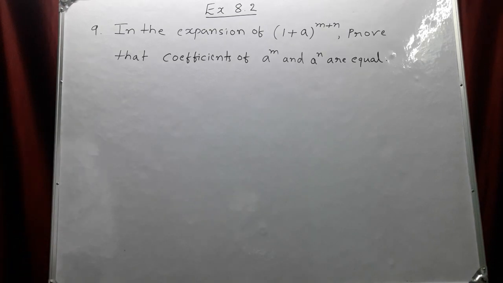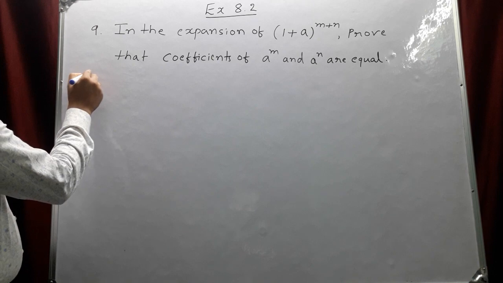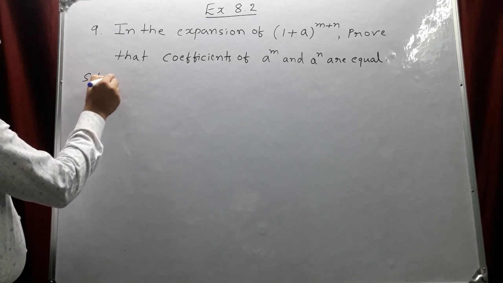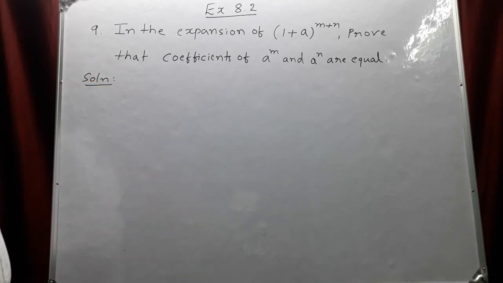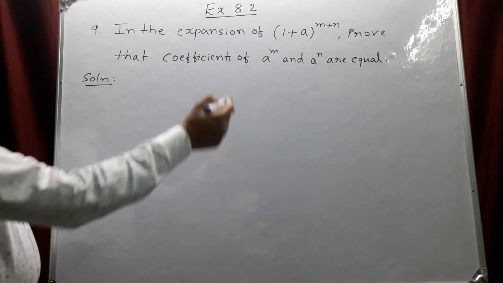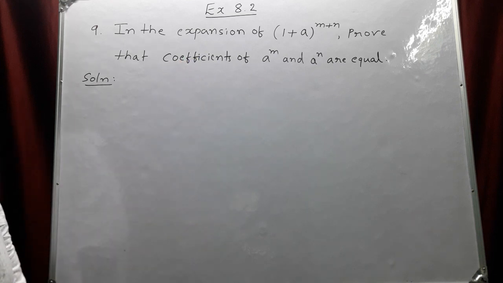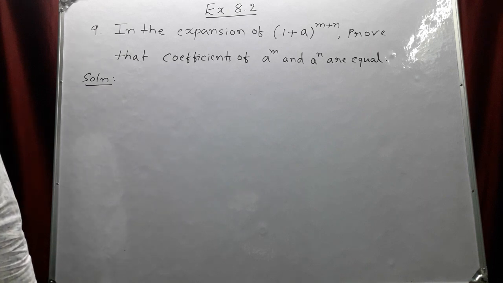Next question. In the expansion of (1 plus a) power m plus n, prove that the coefficients of a power m and a power n are equal. Solution. So we have to prove the coefficients of a power m and a power n in the expansion (1 plus a) power m plus n are equal.